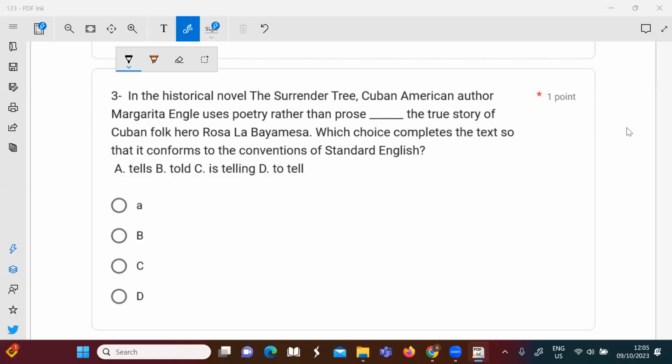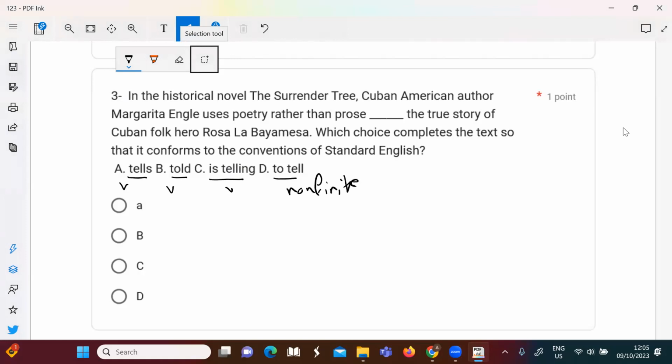اوكي عندنا example تاني يا جماعه للfinite والنون finite. كل دول verbs يا جماعه، يعني ده finite verb وtold finite verb is telling finite verb. ده الوحيد اللي non finite يعني مش verb. تعالوا نشوف. In the historical novel طبعا دي introductory phrase كأن هي مش موجودة، بعديها بيجي السبجكت اللي هو Cuban American author اهو uses. This is the verb يا جماعة. Uses poetry. يبقى he uses poetry rather than prose.